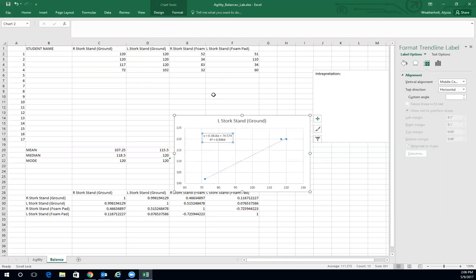So you will do this with each test. So with the right stork stand compared to the left stork stand on ground, then you're going to do the right stork stand on ground versus the right stork stand on foam. Then you're going to look at the left stork stand on ground versus the left stork stand on foam. Those are the only graphs for this lab.